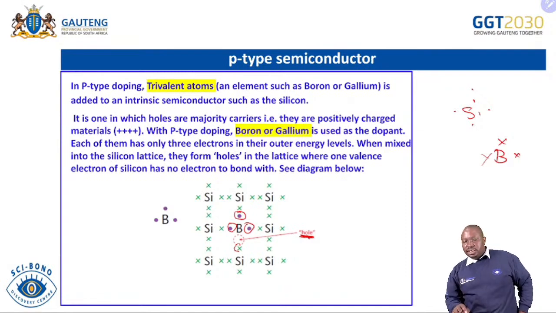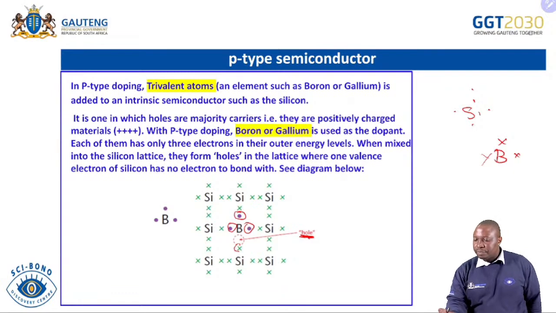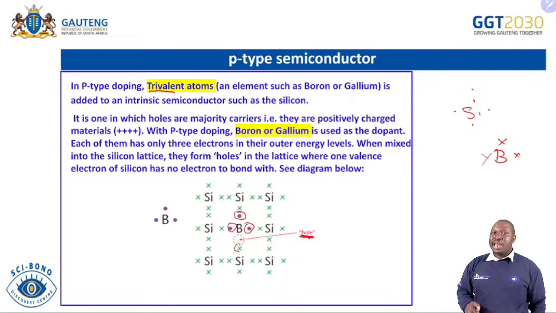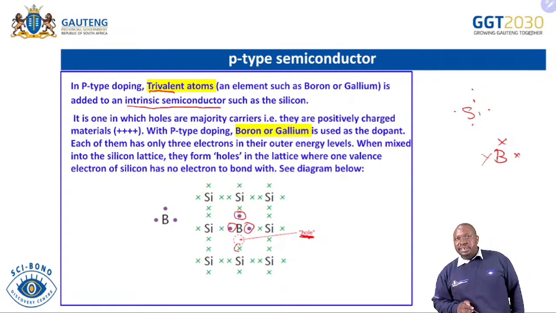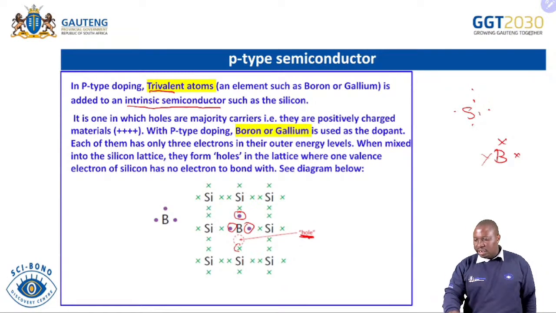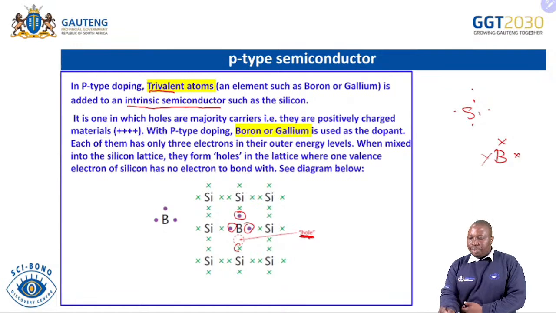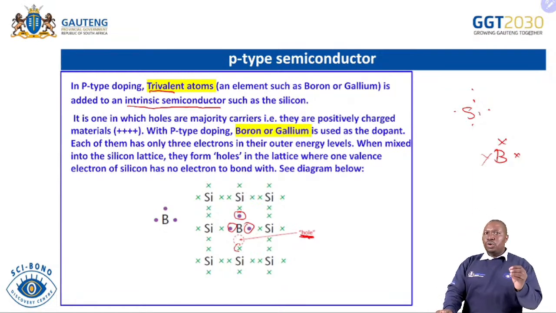Hence, we are saying in this statement that in a p-type doping, trivalent, I said tri means 3. It has 3 valence electrons. Elements such as boron or gallium. So we can use boron or gallium. So they are trivalent like that, as I indicated. They are added to this pure or intrinsic semiconductor, such as silicon. So you can see, as indicated nicely in that diagram, we are bringing boron. Then when you put it there, it will leave one hole that is not filled.